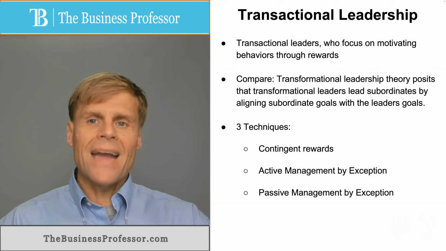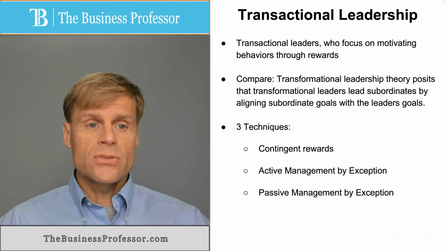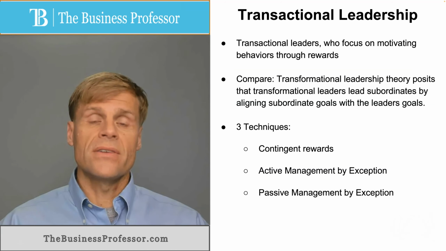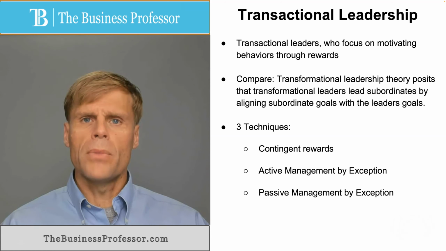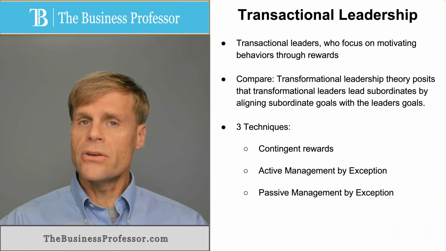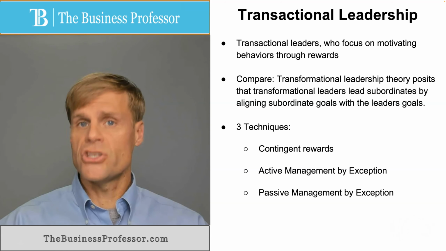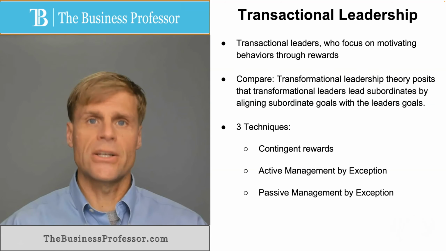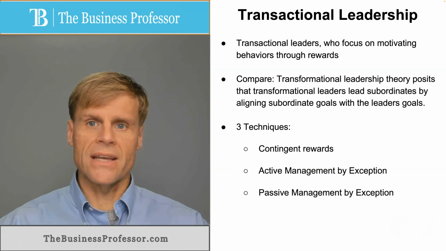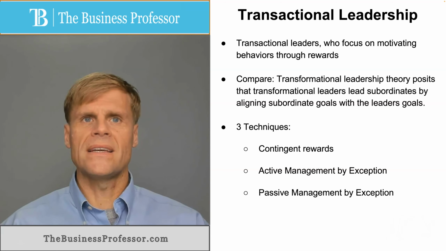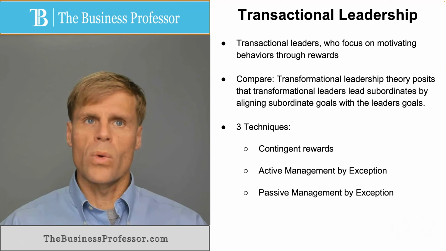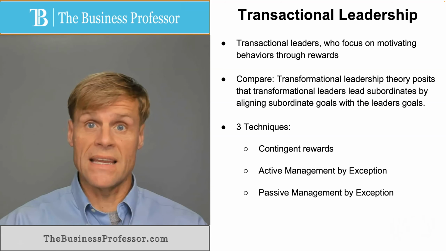Active management by exception is where the leader manages or oversees the activities or actions of the subordinate, but is largely hands-off unless the leader foresees some issue arising or some need to interject. And if the leader sees a need to interject, then they interject. So it's relatively active management, but with the exceptional situation where they need to interject themselves in the activities of the subordinate.